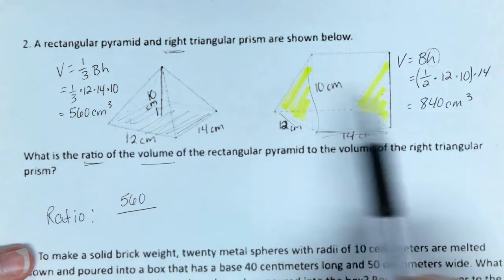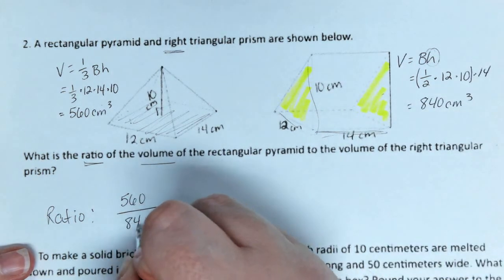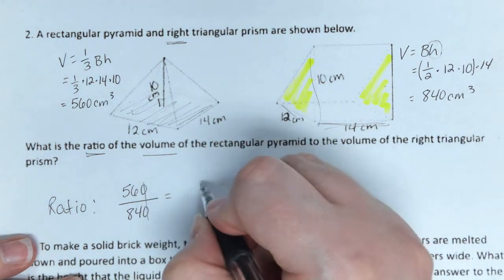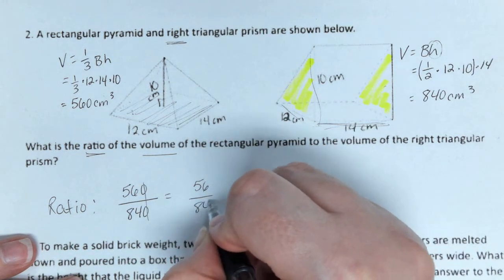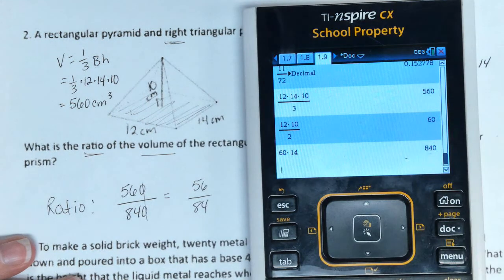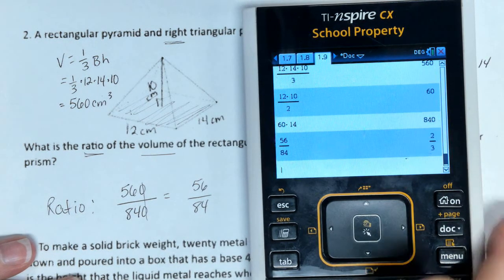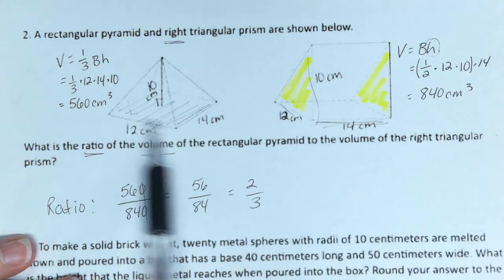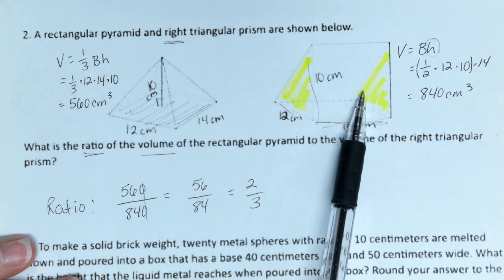Since they're the same units, we can just put this on the bottom of the fraction, and then you reduce the fraction. They both end in zeros, so that's 56 over 84, but it might reduce further. 56 divided by 84 is 2/3. What that means is that the volume of this shape is 2/3 the volume of this shape.